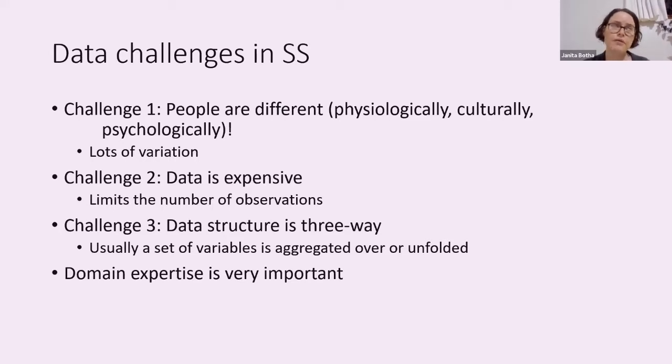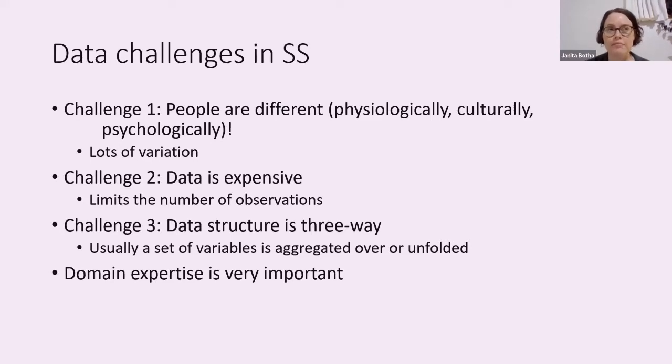For example, in a study with consumers, if you've got more than 200 observations, you are doing a phenomenal job. Sometimes you've got maybe 400 observations and you're still trying to look at what is different underneath. And then the third challenge is that the data structure is three-way, and I'm going to explain this in a little bit more detail in my next slide, but there's usually people as your first way in your data, so your first dimension.